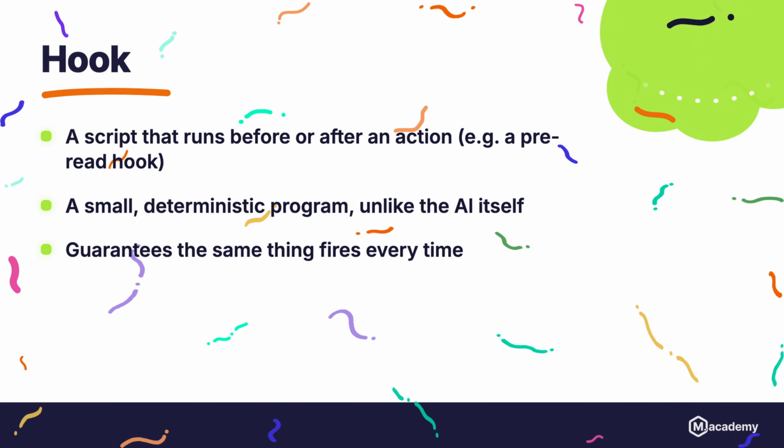A hook is a script that runs before or after a certain action in Claude Code. So you can have something like a pre-read hook, which executes before Claude Code reads a specific file. You can think of these as small programs or functions, so they are completely deterministic, which is the complete opposite of how LLMs work. This is extremely useful if you want the same action always carried out on a certain action when a certain thing happens.